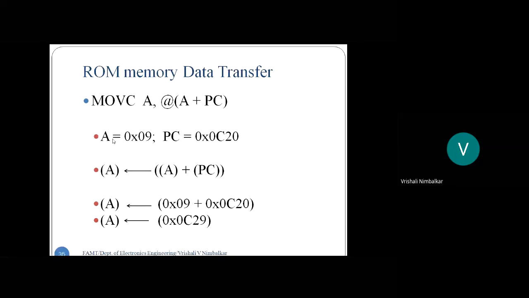So let us assume the accumulator is again having some number, 9. The program counter is having an address C20 hex, just for an example. Which address is the program counter having? A ROM address. Remember, this is related to ROM memory. The program counter always points to ROM memory. So PC plus accumulator: C20 is added with 9 and the new address is C29 hex. And the data from C29 hex is picked up and stored in the accumulator.